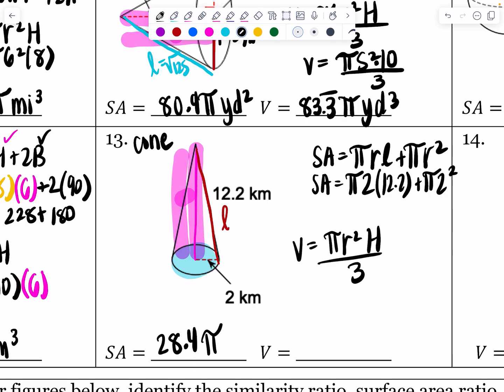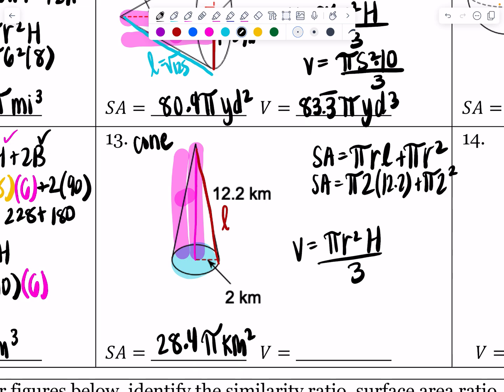Y'all, I feel like I typed in something wrong. Hold on 1 second. 2 times 12.2 is 24.4 plus 4 gives me 28.4. Yes, so 28.4 pi km squared for surface area.